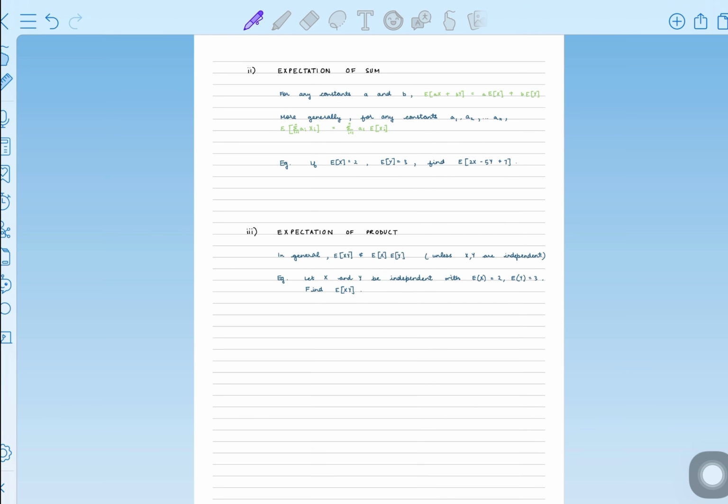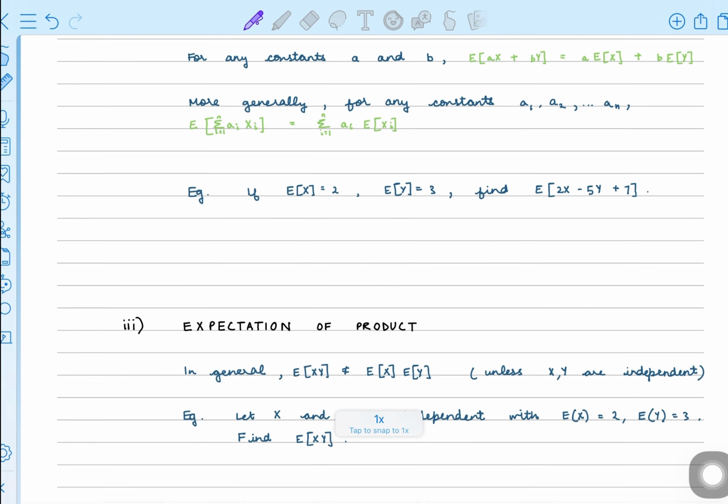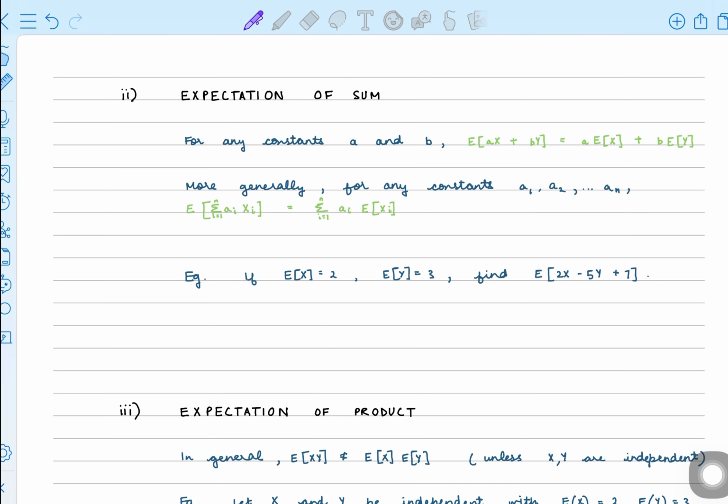Next, we have expectation of a sum. For any constants a and b, the expectation of ax plus by is equal to a times E of x plus b times E of y. The general formula for this is as follows. Let's look at the example for this.